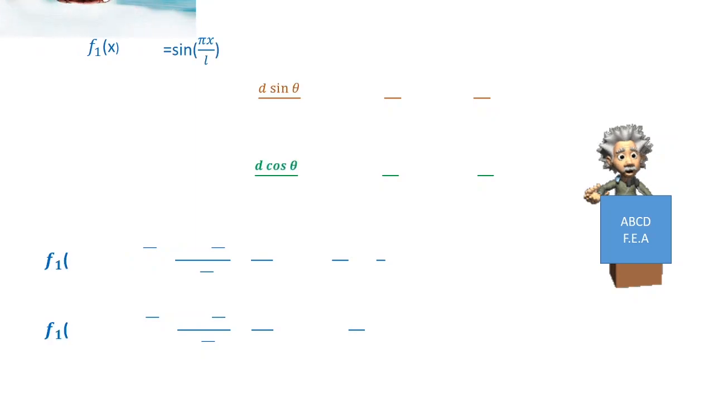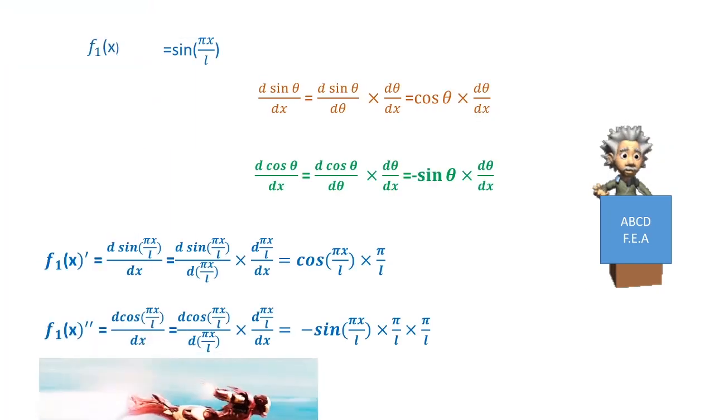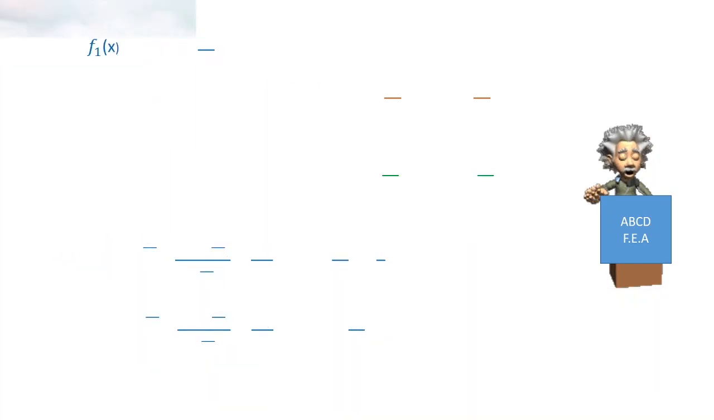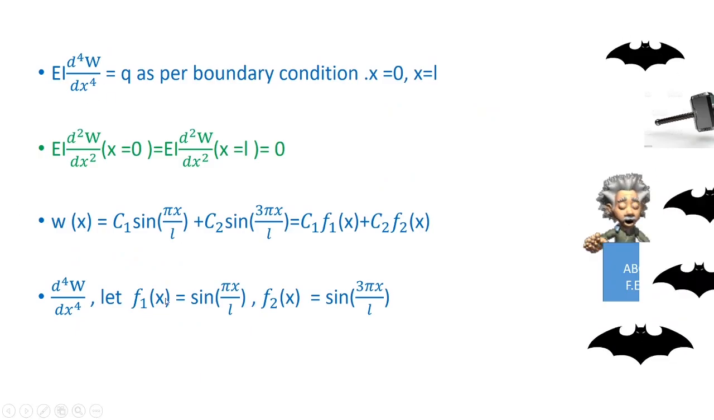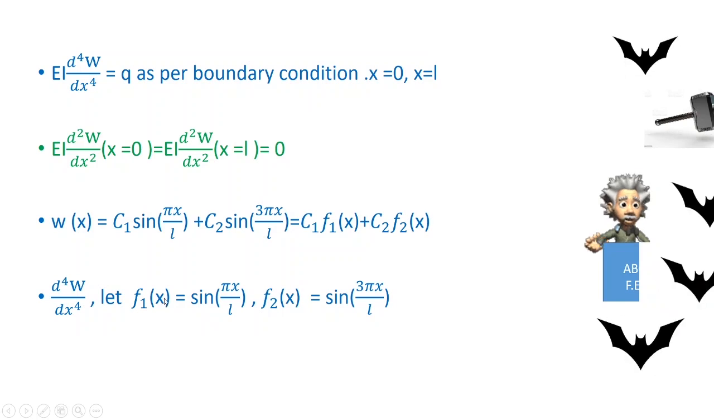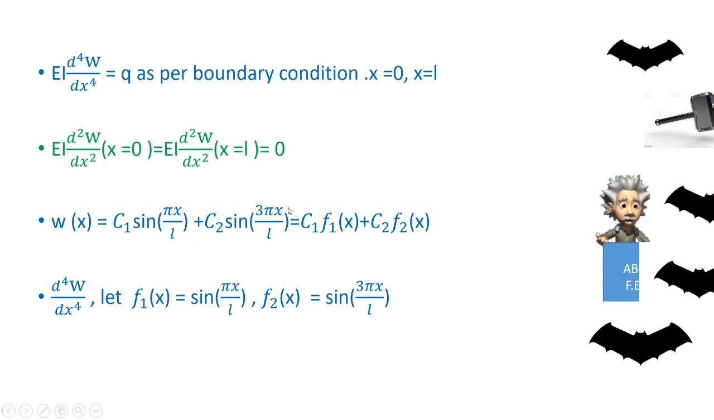Now, simple differentiation. We will see why I'm telling this: we need to differentiate this 4 times. So we have to differentiate f1(x) 4 times and f2(x) 4 times, because this is our trial function. We'll try to differentiate it.